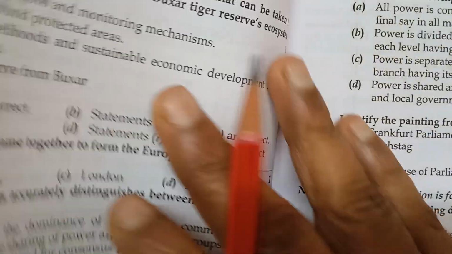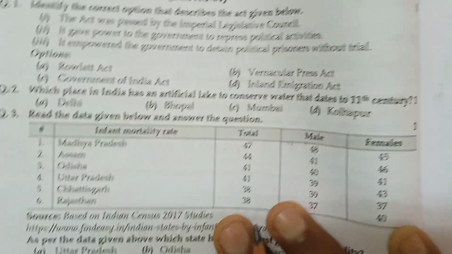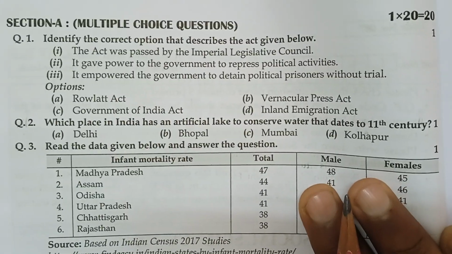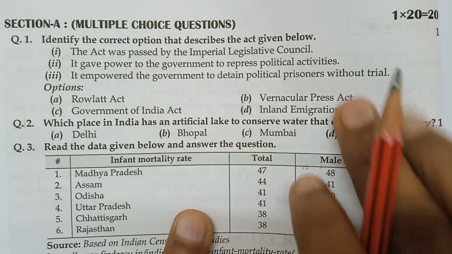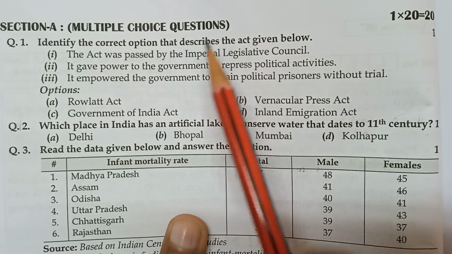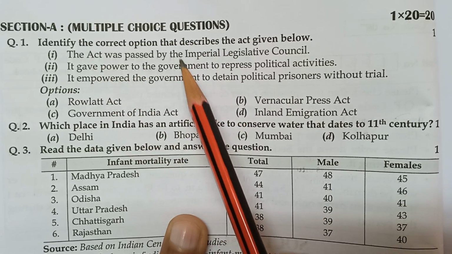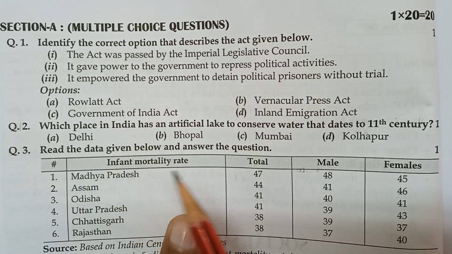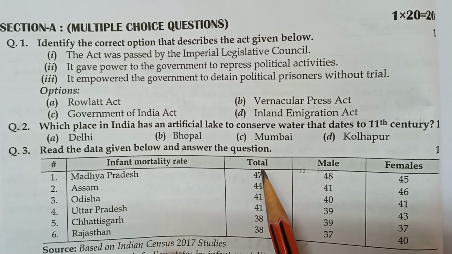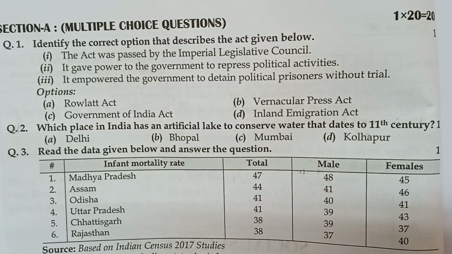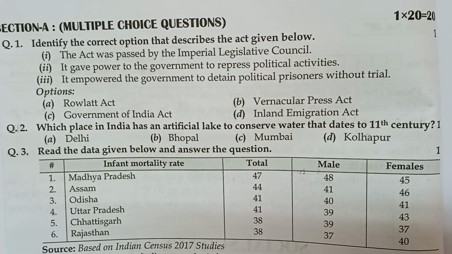So now let's start. We are just focusing from here. Let's start from here. Section A contains 20 marks. It's given here: multiple choice questions. Identify the correct option that describes the act given below. There are 4 options given, you can see here, and you have to find your answer. I will not go thoroughly through all these options because it will take too much time. So I will come to the important questions.